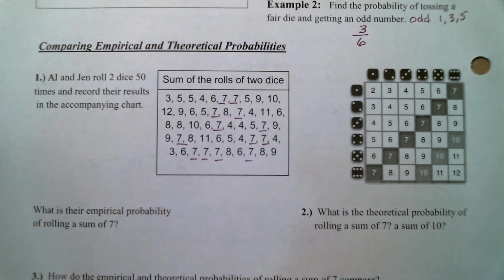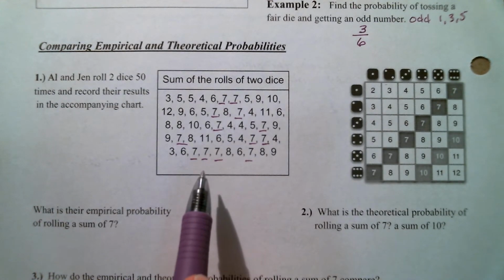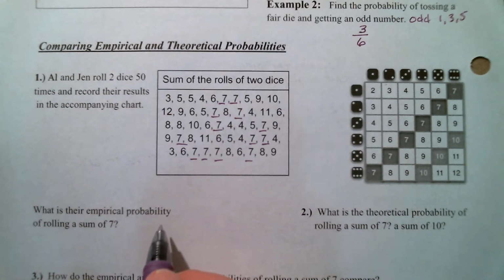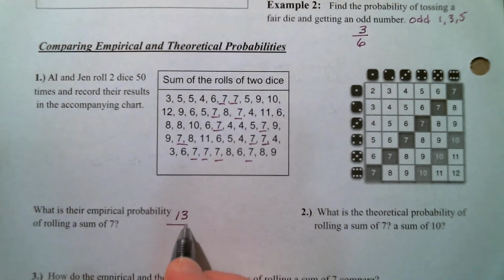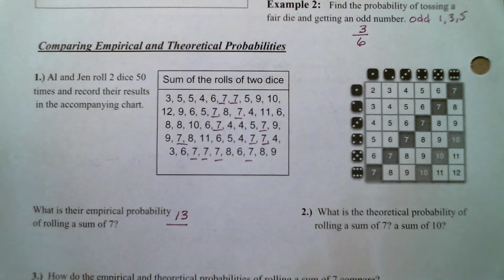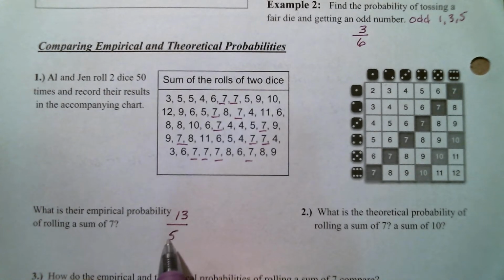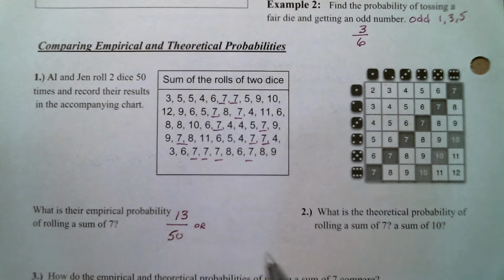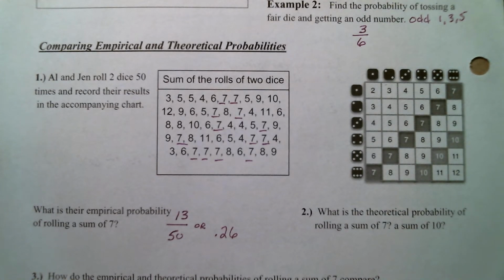So it's the number of times the 7 occurred in their little experiment, which was 13 times, out of the total number of rolls that they did, which was 50. Or, let's see, that's 0.26. What is the theoretical probability of rolling a sum of 7?